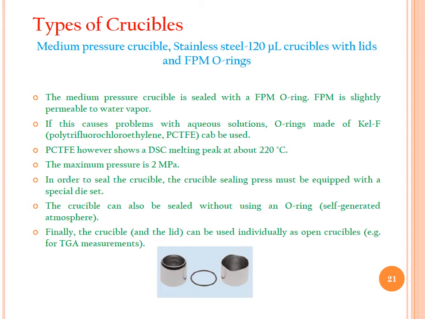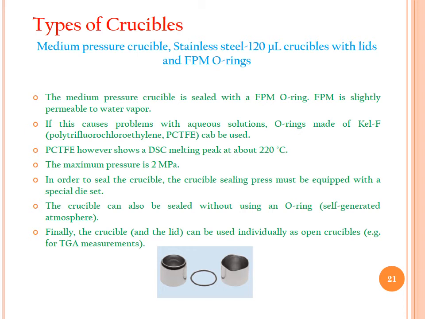Kel-F, which is also a type of polymer, polytrifluorochloroethylene, PCTFE, can be used. PCTFE, however, shows a DSC melting point at about 220 degrees centigrade. The maximum pressure in this type of crucible in thermoanalytical techniques is 2 MPa.